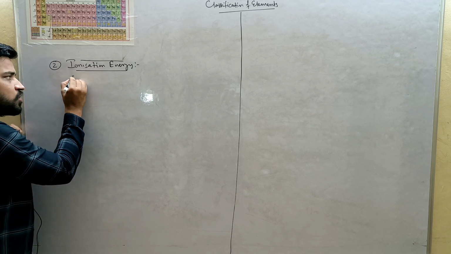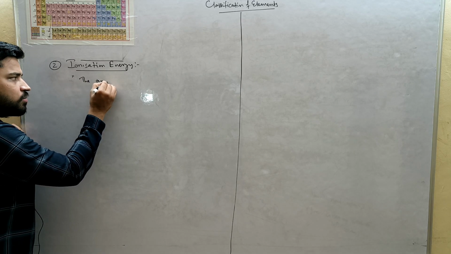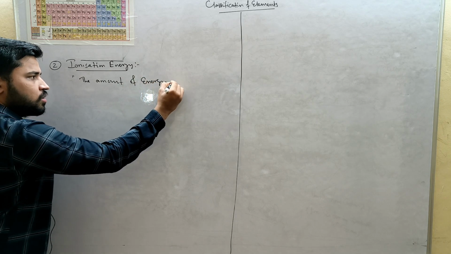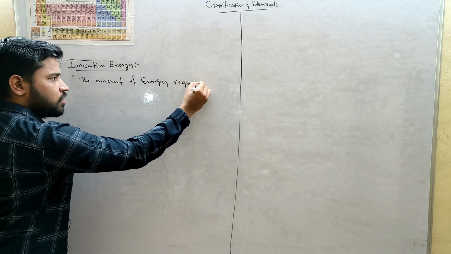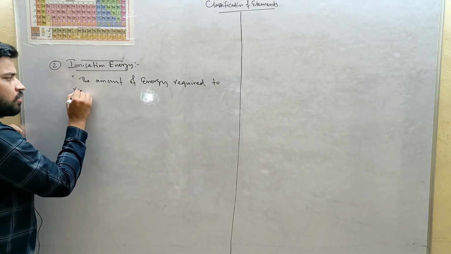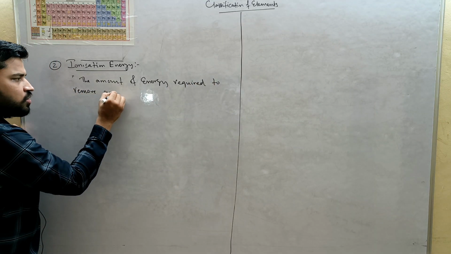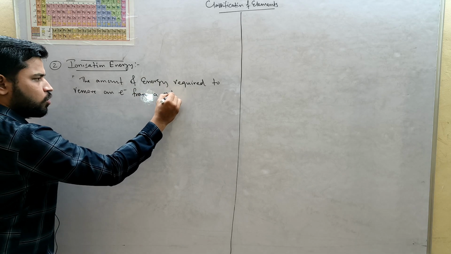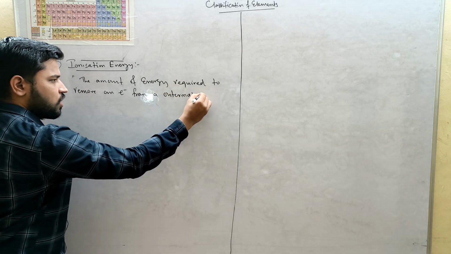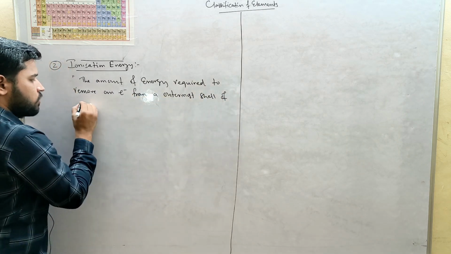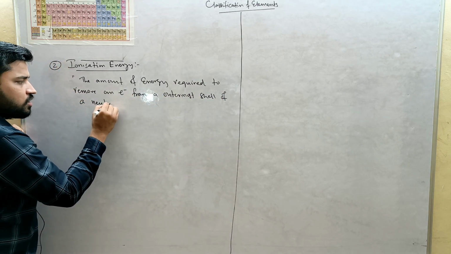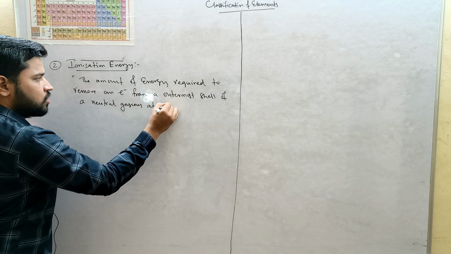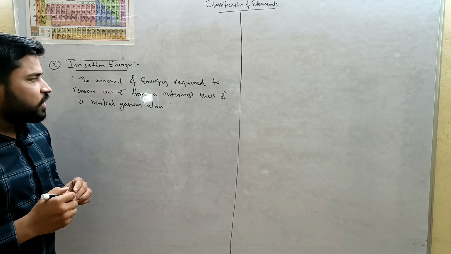So first, what is the definition? The amount of energy required to remove an electron from the outermost shell of a neutral gaseous atom. Neutral gaseous atom. So what can we understand from this?